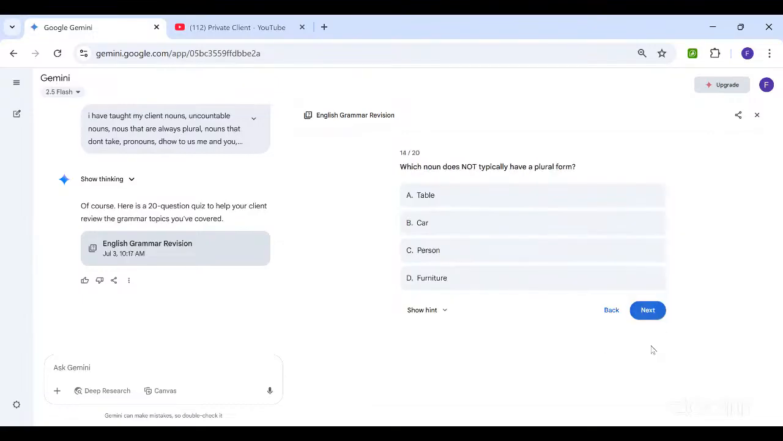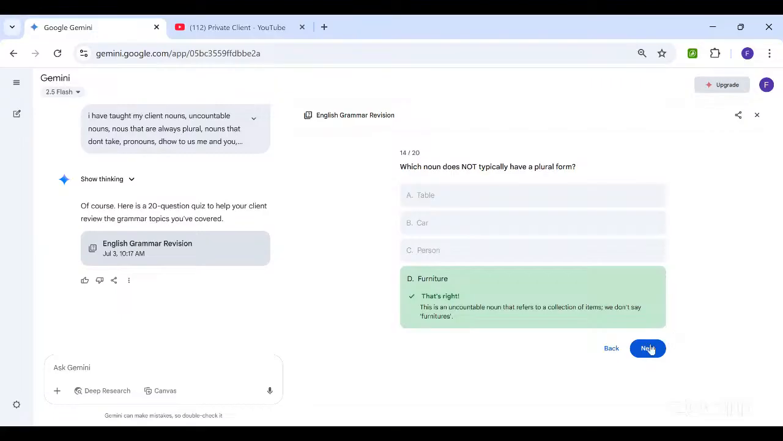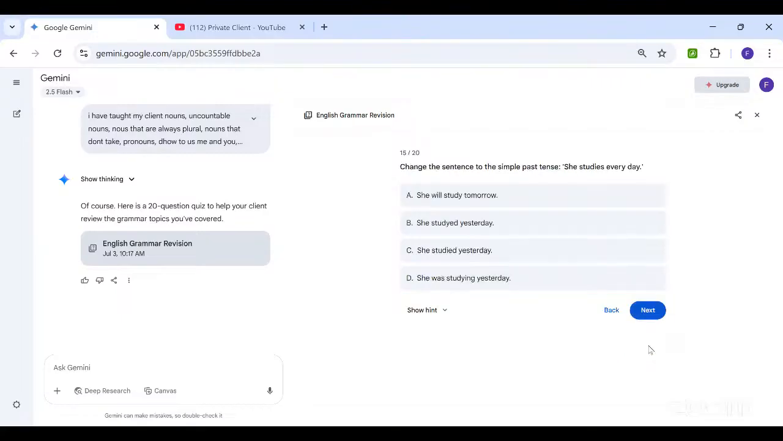Okay. Number 14. Which noun does not typically have a plural form? Furniture. Number 15. Change the subject to the simple past tense. She studies every day.